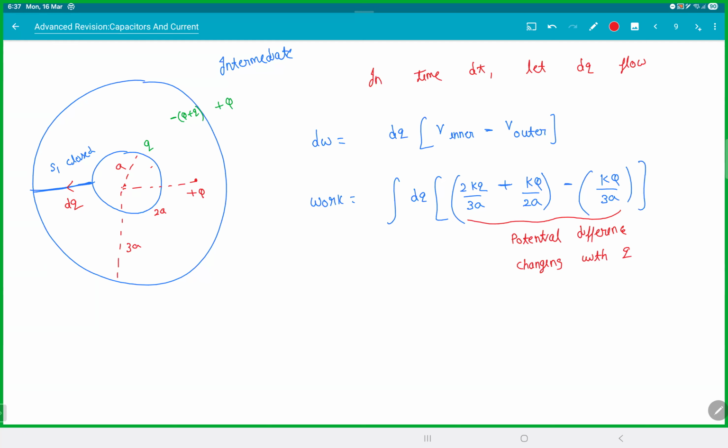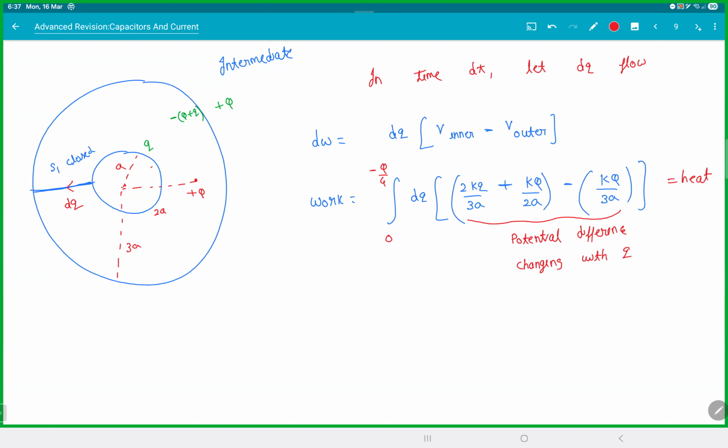And do you know the Q limits? What is the initial value of Q? Q is the charge on this capacitor. Initially it was 0. Finally it was minus Q by 4. Making sense? So I'm finding that little work when it is going out. And what is all this work equal to? This must be equal to heat, isn't it?